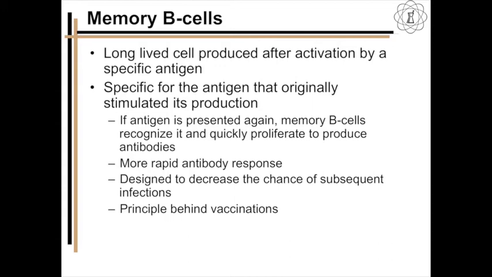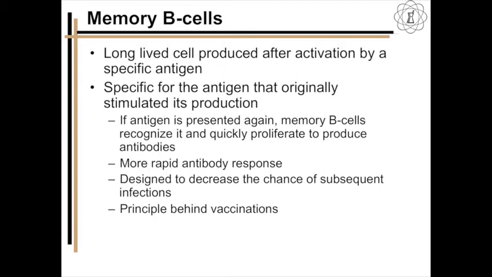And so what you'll end up seeing is if we can activate that memory B cell, it's still going to proliferate, it's going to form antibodies, it's going to do everything that it wants, but it is a much more rapid antibody response. And this is really designed to prevent repeat infections. And as I mentioned at the beginning of the talk, this is the entire premise of vaccinations.